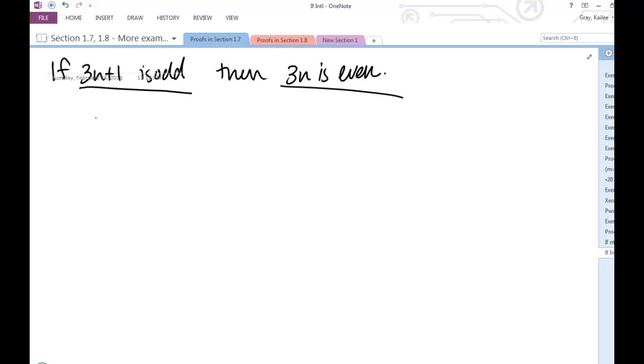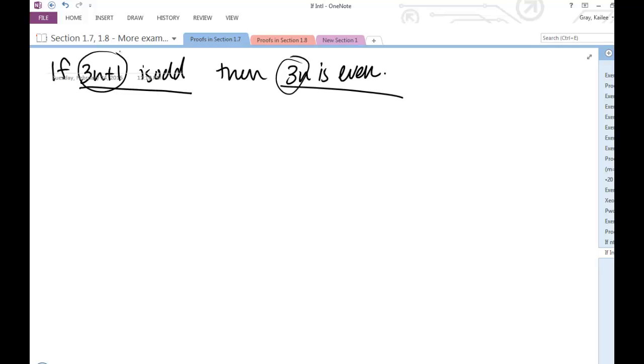But one thing I did think when I first saw this was that I noticed that the expression in my conclusion is actually simpler than my expression in my hypothesis. So I thought maybe I would want to do a proof by contraposition so that I started off with 3n and built up to 3n plus 1. But I think it's going to be about the same amount of work when I thought about it a little bit more.